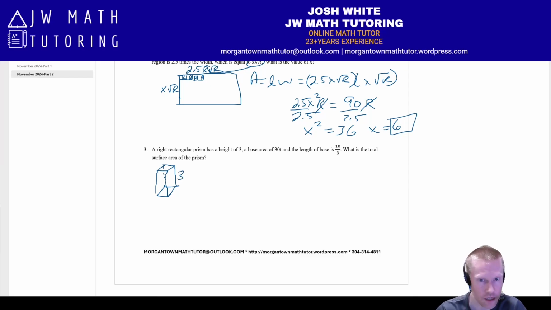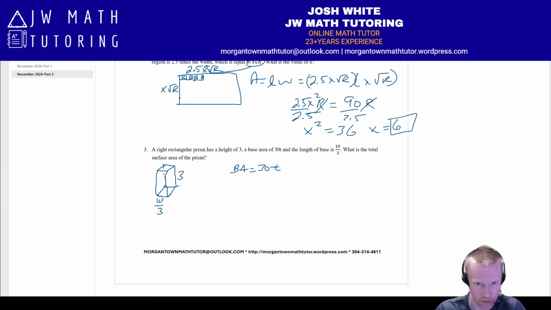Okay, you're told that the height is 3. You're told that this base area here is equal to the expression 30t, and you're told the length of the base is 10 thirds. So let's say this is 10 thirds. They want to know the total surface area of the prism.